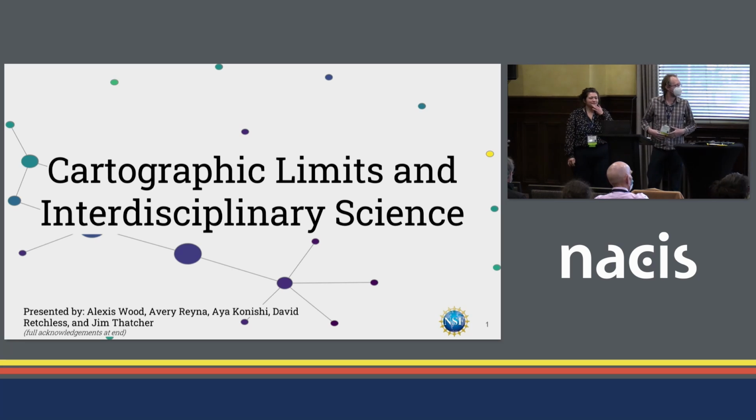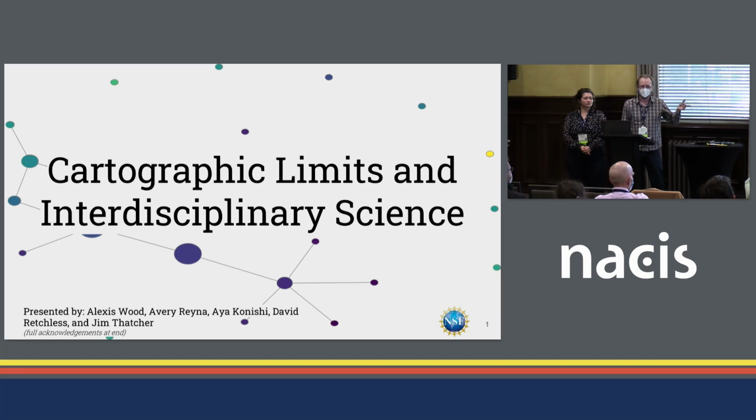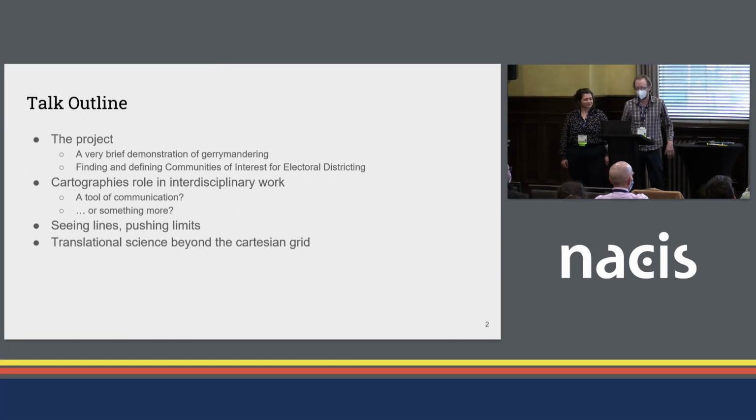questions around this. But this is really about moving past some of the work that I've been doing for the past 4 years on topological data science and cartographic methods to represent and work on districting questions. And this is Alexis Wood. I'm Jim Thatcher. And so first, I'm going to give you a very brief demonstration sort of gerrymandering.